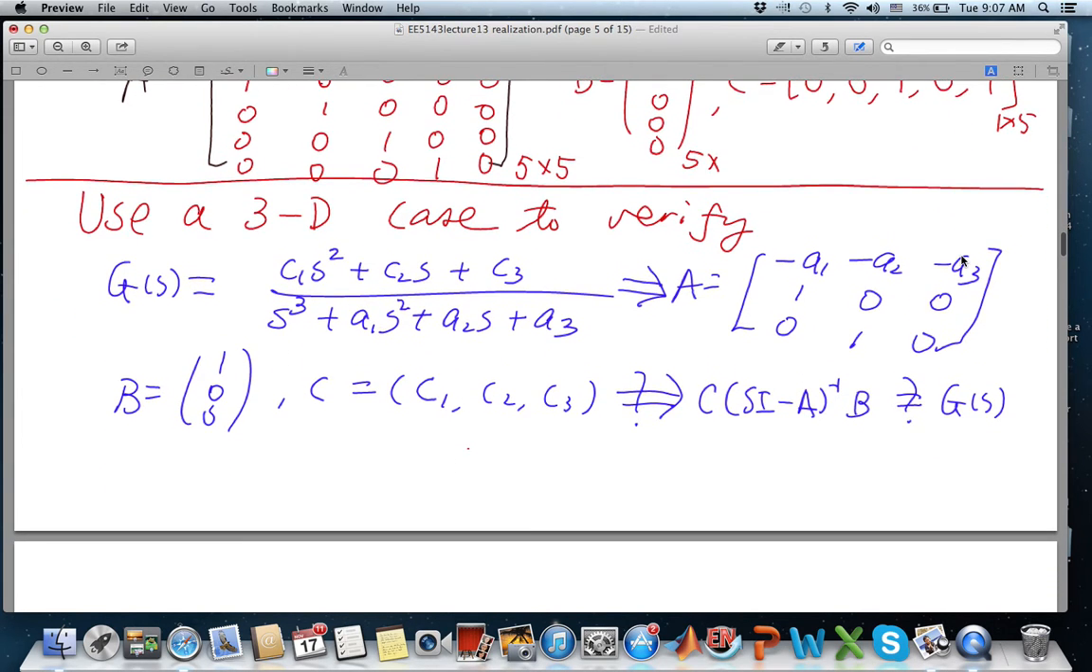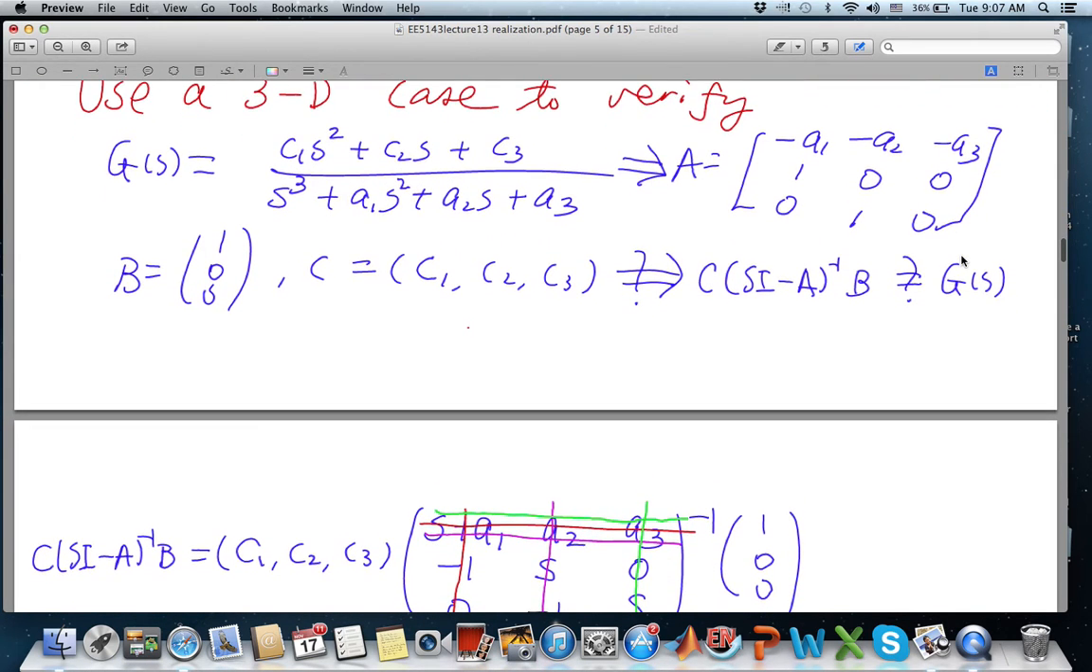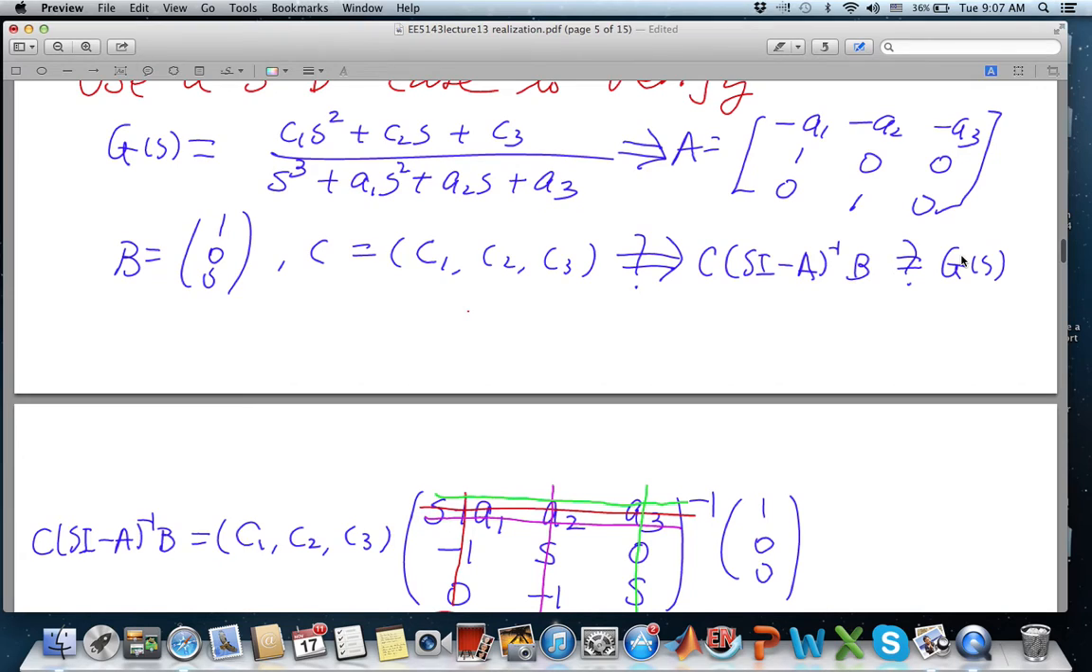I'm going to use a 3D case to verify it. Here is the transfer function G(s), which is (c1 s squared plus c2 s plus c3) divided by (s cubed plus a1 s squared plus a2 s plus a3). By our previous realization format, my A matrix must be negative a1, negative a2, negative a3, and then n by 1 here is going to be a 2 by 2 identity matrix, and all the other elements will be 0. My B matrix will be 1, 0, 0. My C matrix will be c1, c2, c3.